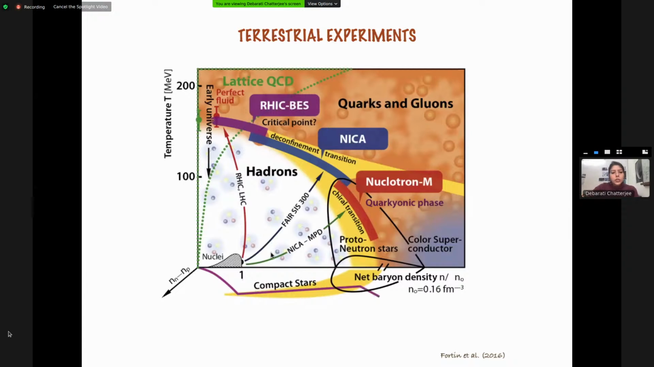So you can see that in this phase diagram, the x-axis is that of densities and the y-axis is that of temperature. There is also another axis. So this is basically the difference between the number of neutrons and protons.